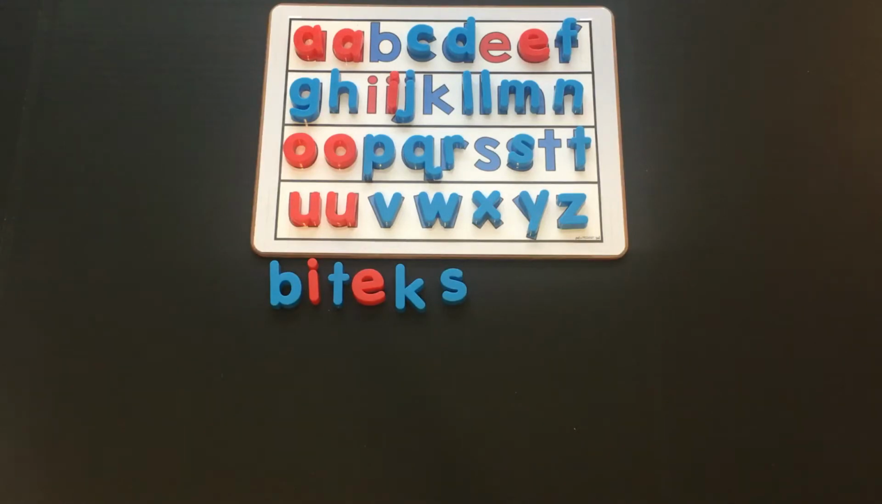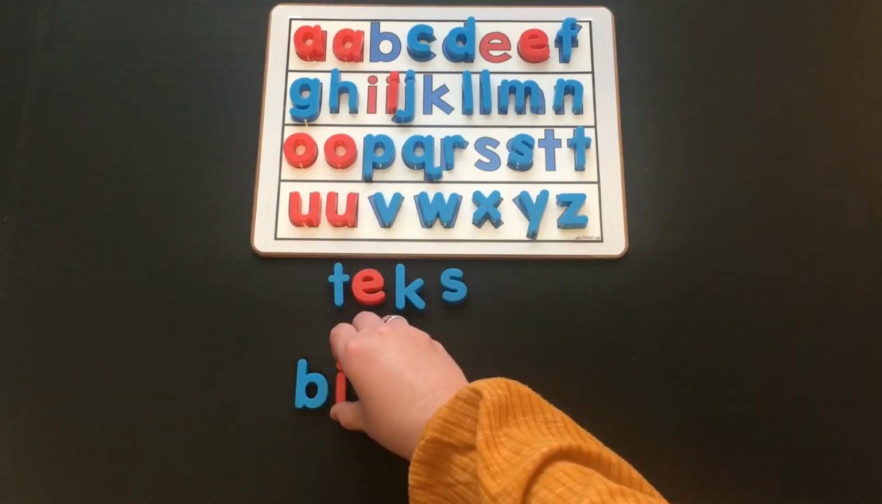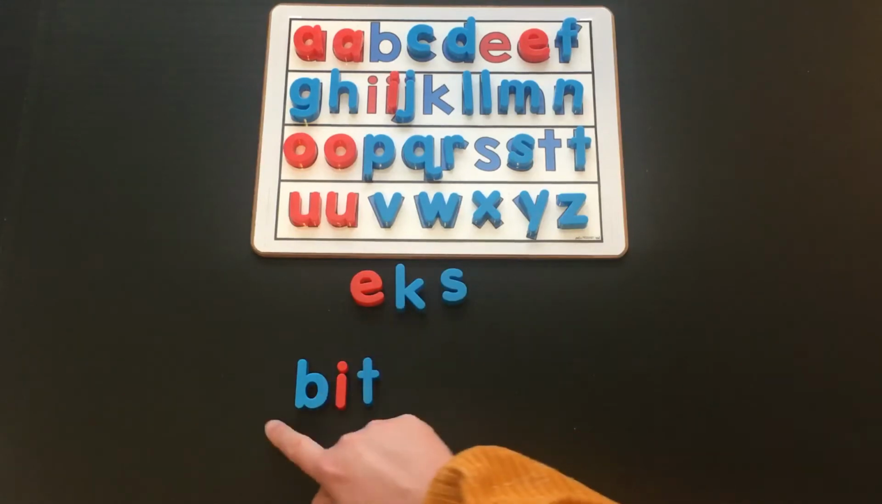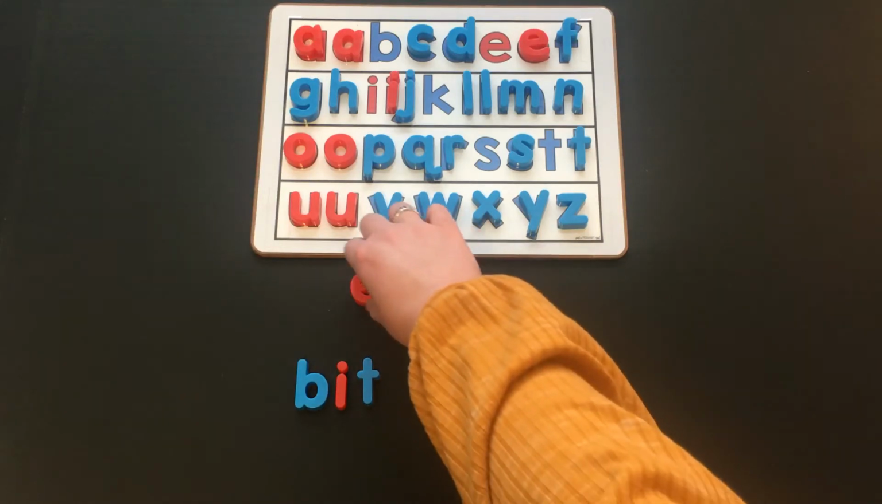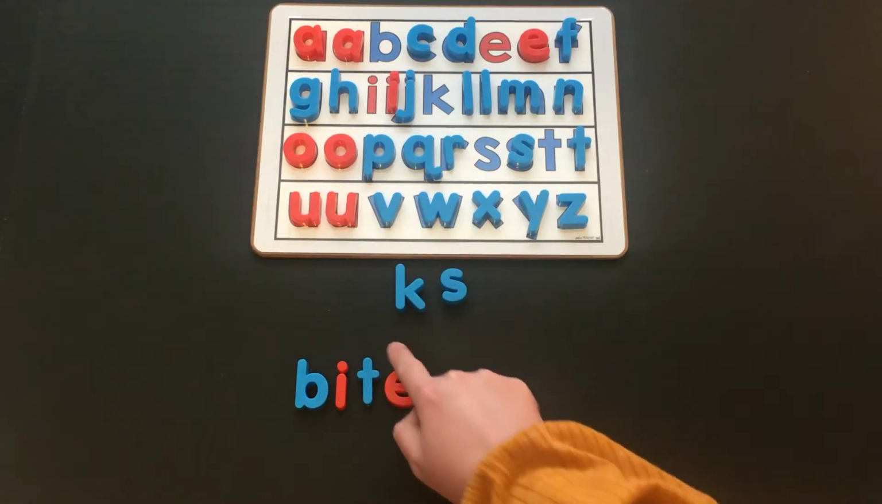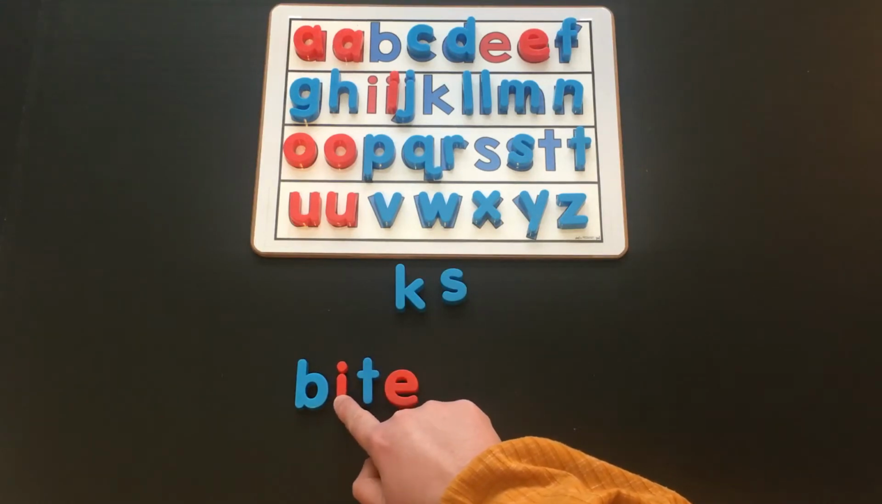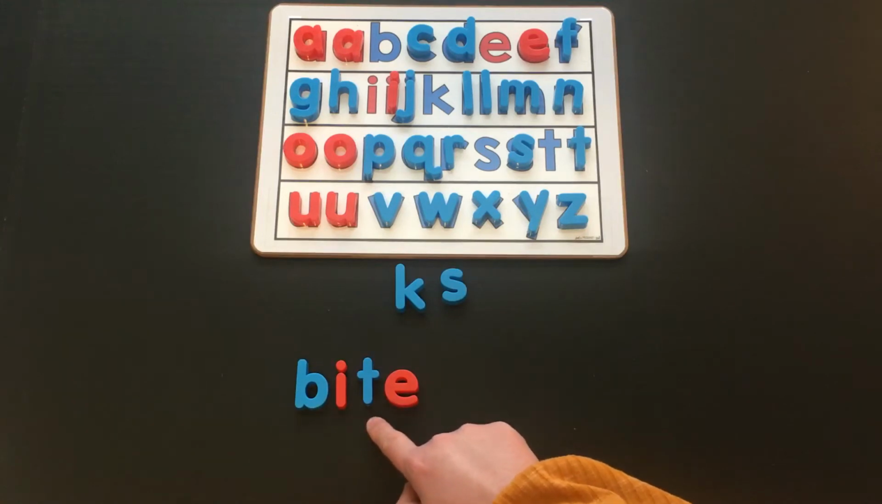Now that you have your letters ready, we are going to start with the word bit. Go ahead and build that word for me. Let's double check together. B, I, T, bit. Now we're going to change bit into bite. Now remember, silent E goes at the end of a word to make a vowel say its name. So if I want to change bit into bite, I'm going to add that silent E at the end. It's going to give all of its power to the vowel so that I says I. B-I-T-E, bite.